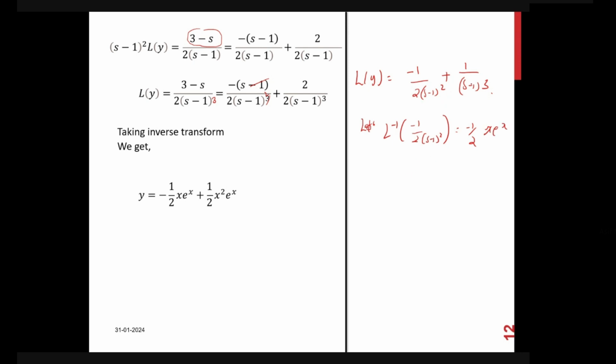And also this is 1 by 2 x square e raised to x. Now it's very easy. I want to find out y of 1, right? Y of 1. Applying this, y of 1 is 0. So the answer is 0.